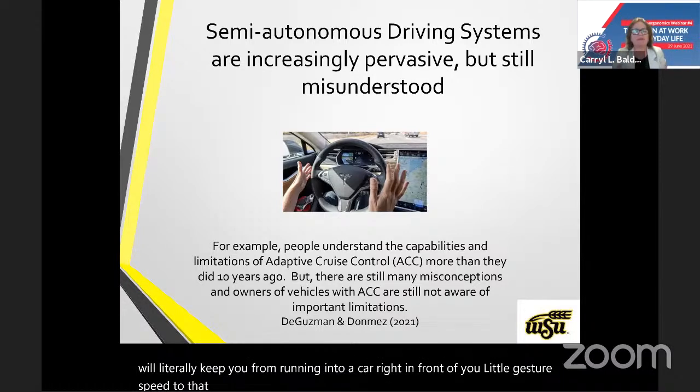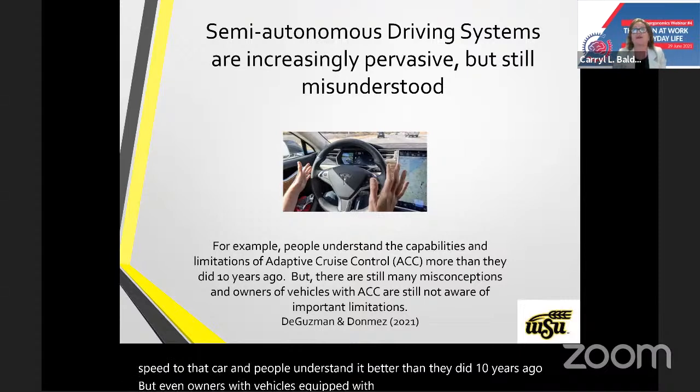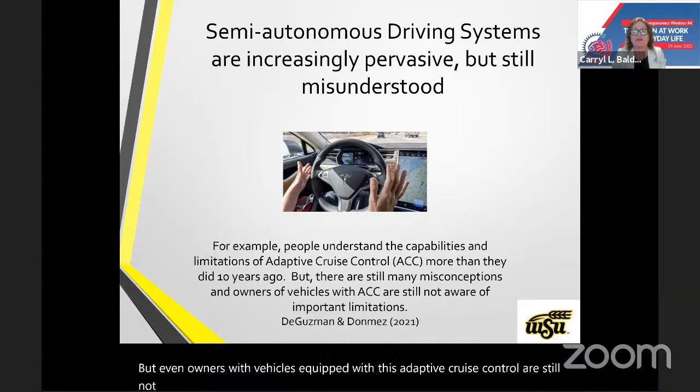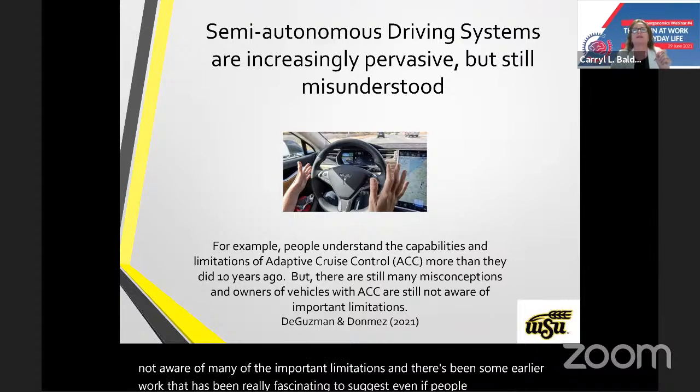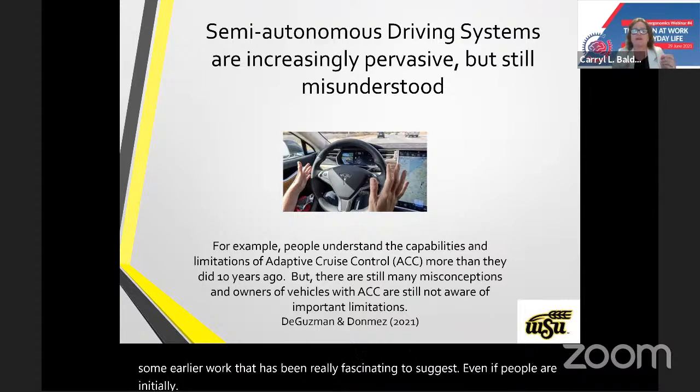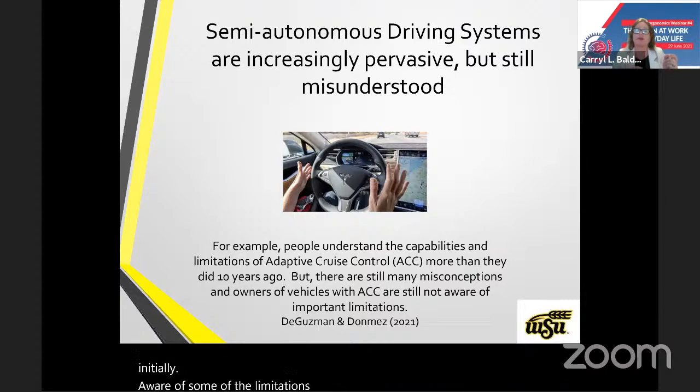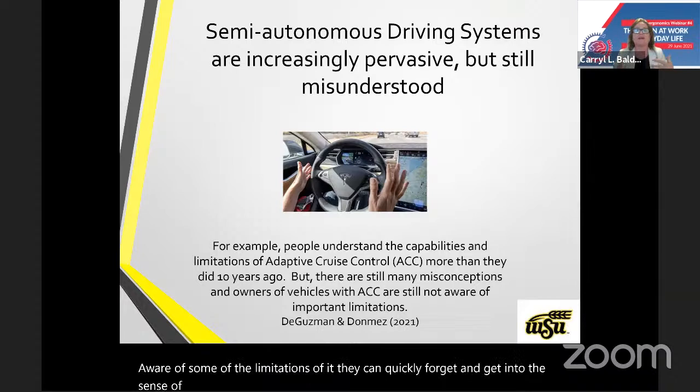And people understand it better than they did 10 years ago, but even owners with vehicles equipped with this adaptive cruise control are still not aware of many of the important limitations. And there's been some earlier work that has been really fascinating to suggest even if people are initially aware of some of the limitations of it, they can quickly forget and get into this sense of automation complacency if they don't experience that limitation for a period of time.